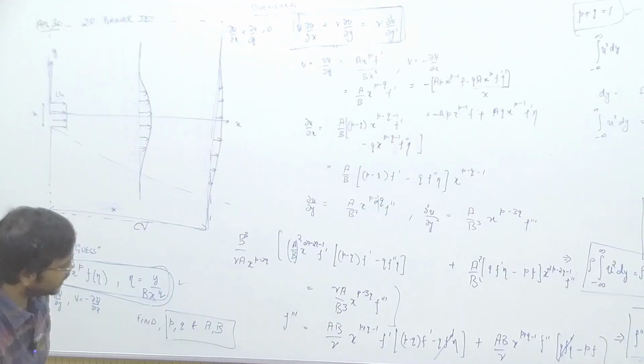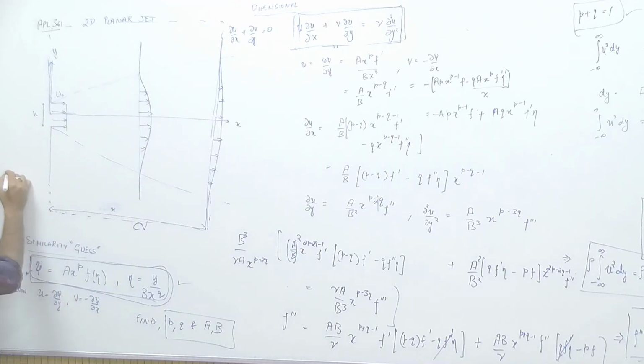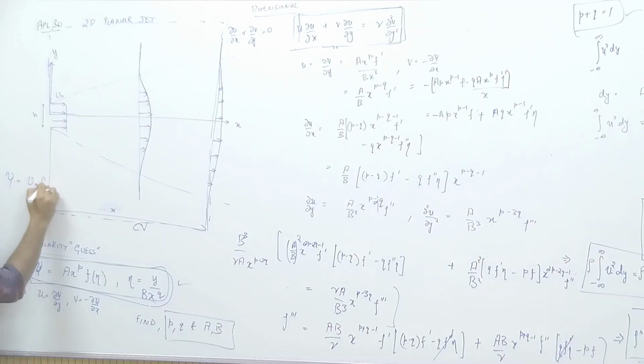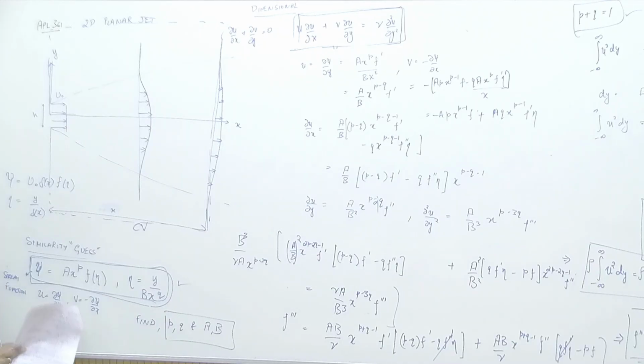In terms of delta, your psi was simply u naught delta of x times an f of eta, and eta was simply y by delta of x. So, you started with the assumption that both of these exponents p and q are equal, because you had the same function delta of x. You had the same function here. Here you don't have the same function.